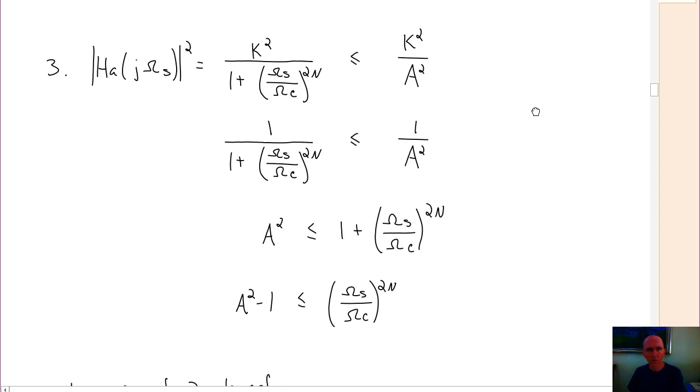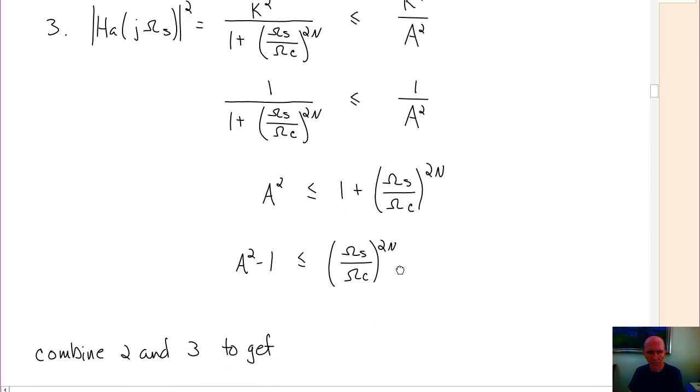The last inequality, if we substitute omega equal to omega s, this is what we get for the magnitude squared. And we want this to be less than or equal to k squared over a squared to meet the specifications. Again, if we cancel k squared, then we get this equation, or moving this over to the other side, we finally end up with this.